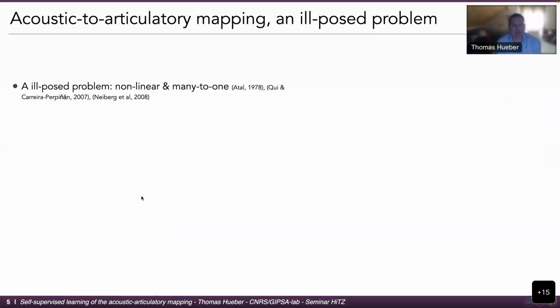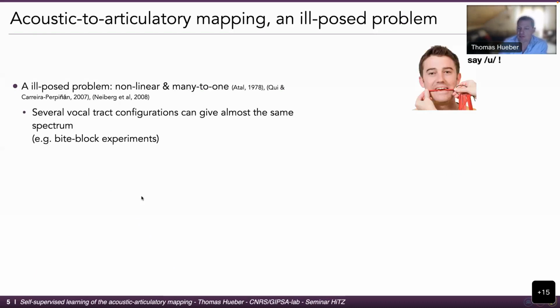The problem is that it's not so simple to learn this acoustic to articulatory mapping, because it is also well known for a long time that it's an ill-posed problem, mathematically speaking. It means that the relation between the acoustic signals, so the sound, and the articulatory movements, the gestures, is a many-to-one relation. If you are not convinced about that, you can try to produce the vowel U.